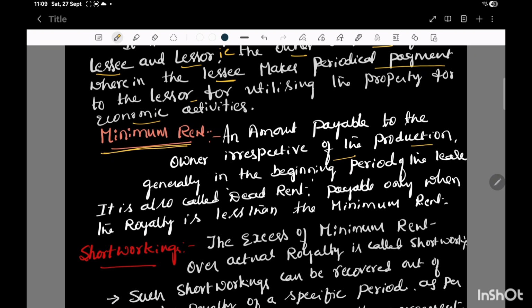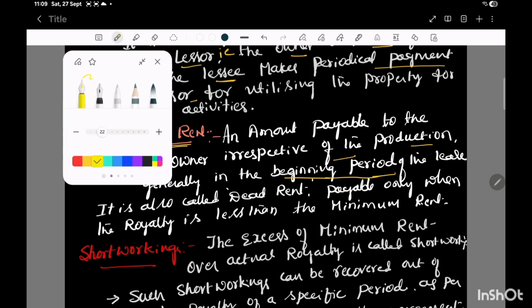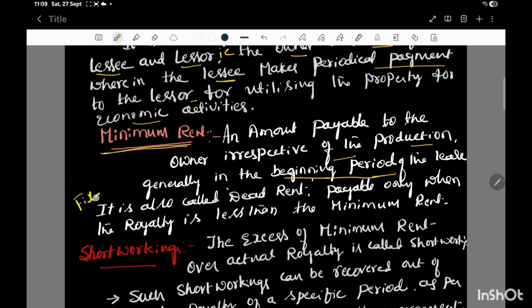That means sometimes your production may be less. Usually in the beginning period of the business, the production may be less and your profit or your turnover may be less, but still you have to pay a minimum amount. We call it a fixed amount also. So that fixed amount is to be paid. The fixed amount you are going to pay is also called dead rent.